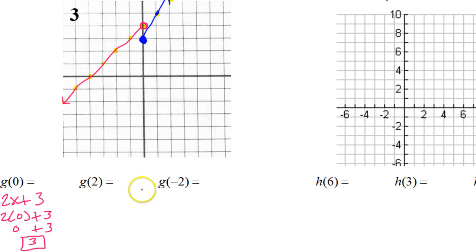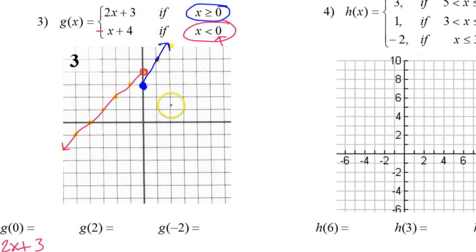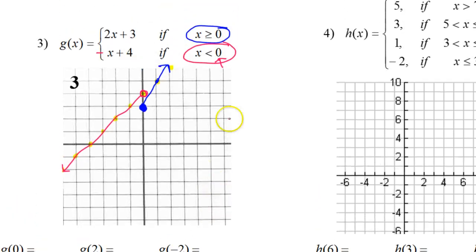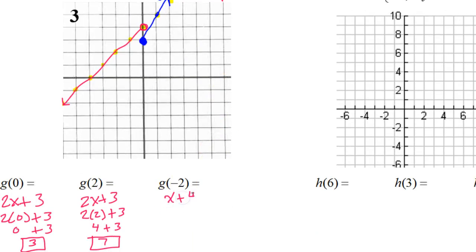What about 2? 2 is greater than 0, so that's the top function again. So 2x plus 3 again. So that's 2 times 2 plus 3. So that's 4 plus 3, so that's 7. What about negative 2? Negative 2 is less than 0, so this is going to be the bottom function, x plus 4. So that's negative 2 plus 4, so that's 2. So that's how you evaluate here.